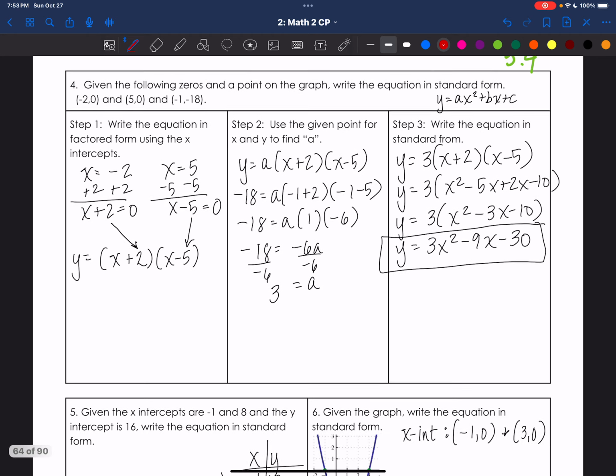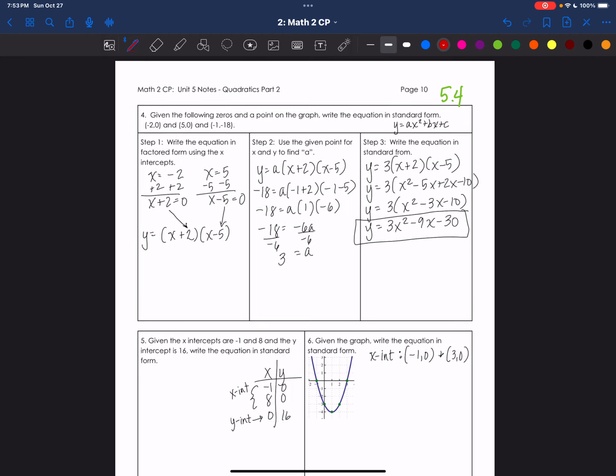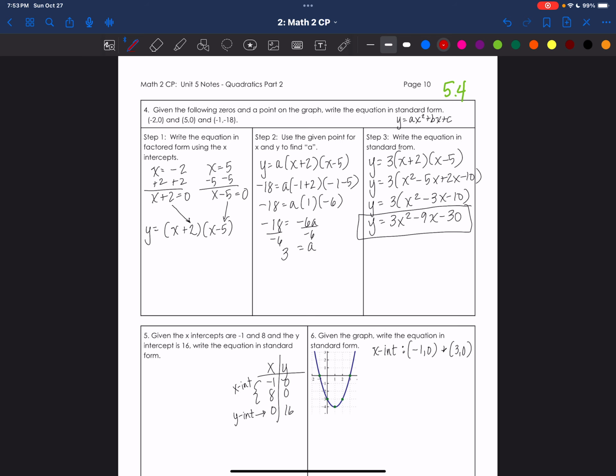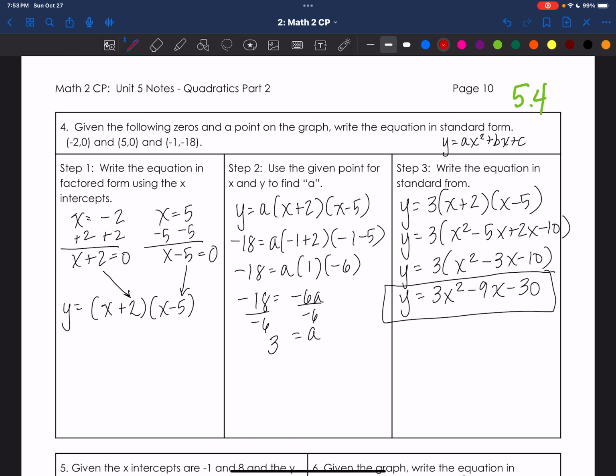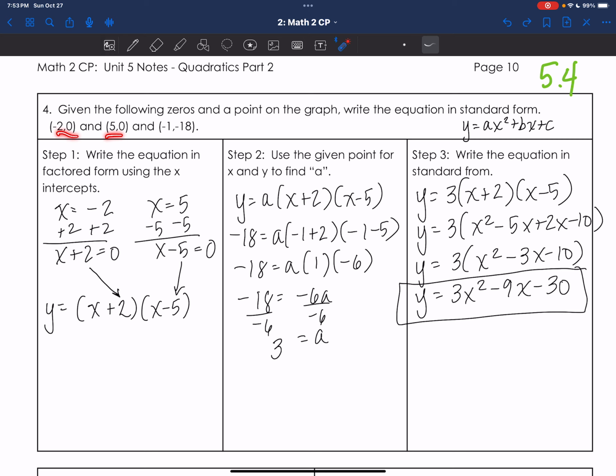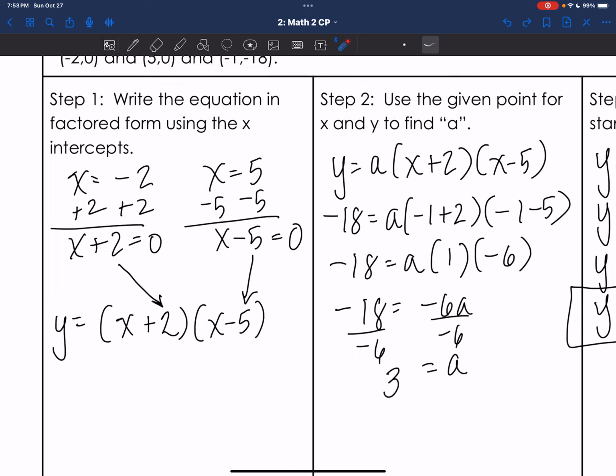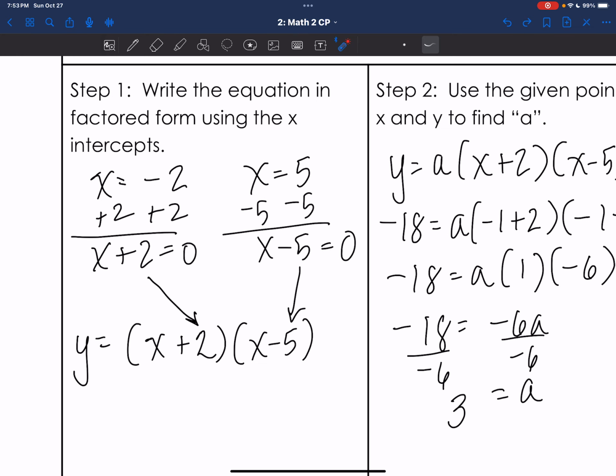All right, now what we're going to do is, given the following zeros and a point on a graph, write the equation in standard form. So this is standard. And then for standard, we're going to use these points that it gave us. So it says write the equation in factored form using the x-intercepts.